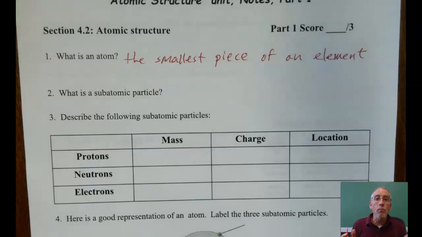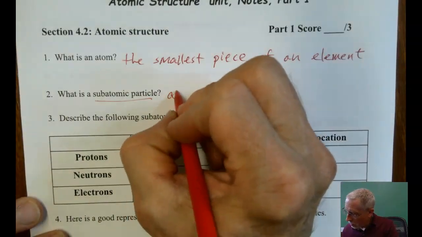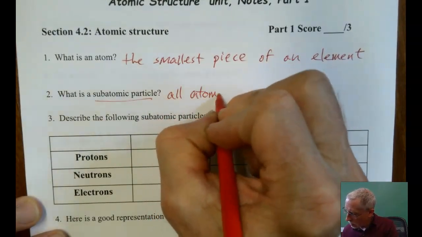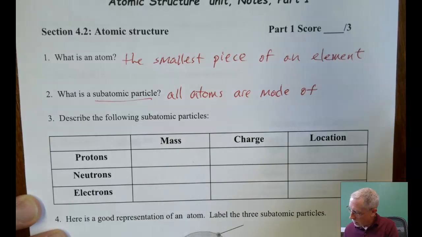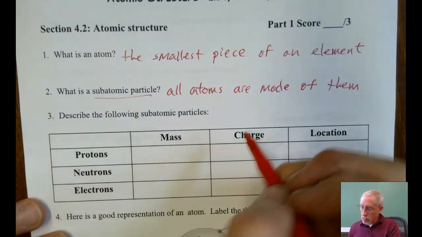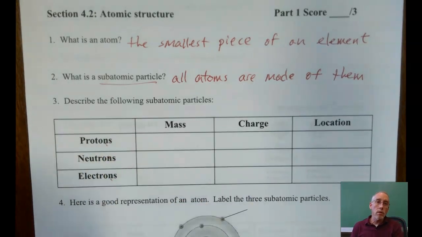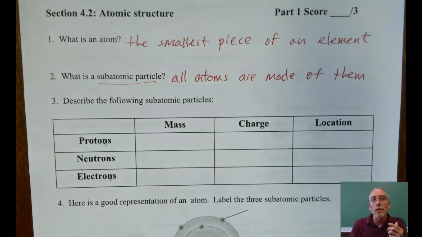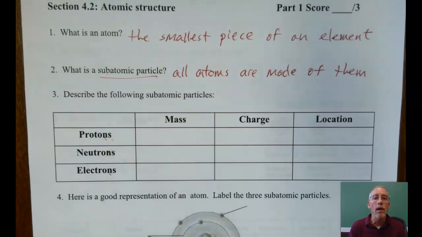Okay? You can break atoms down further. We call those subatomic particles. All right? And so all atoms are made of these. And they are listed down here on this table. They go by 3 names. There are only 3 things inside every atom. There are some protons, there's some neutrons, and there's some electrons. So what makes atoms different from one another is how many of each of these subatomic particles they have.